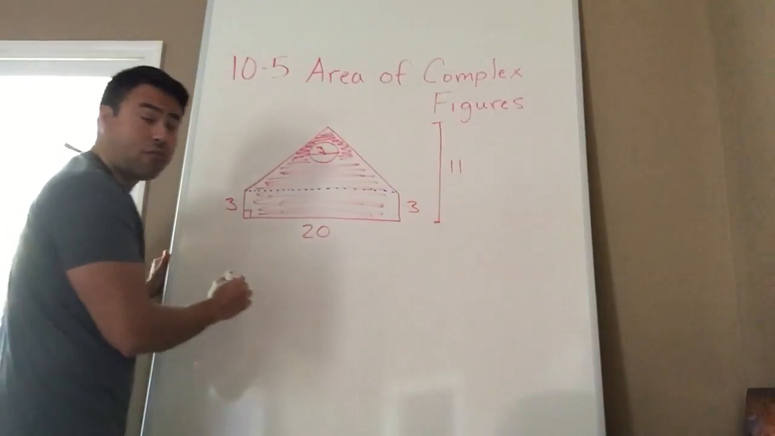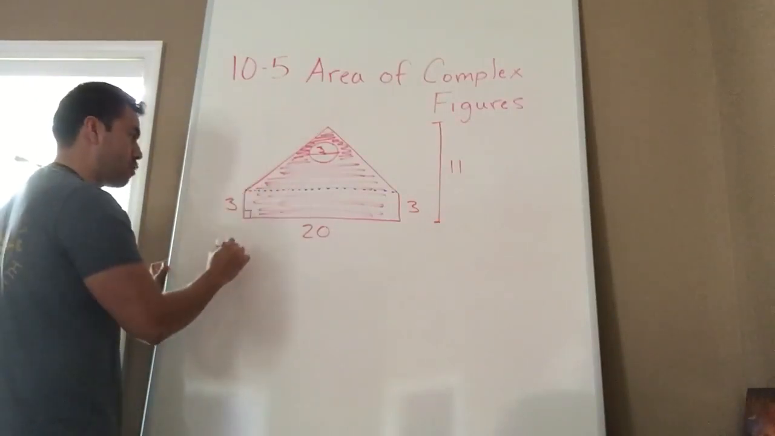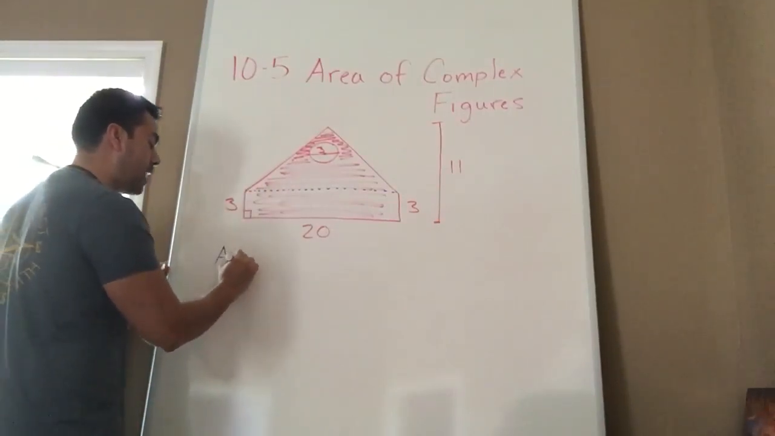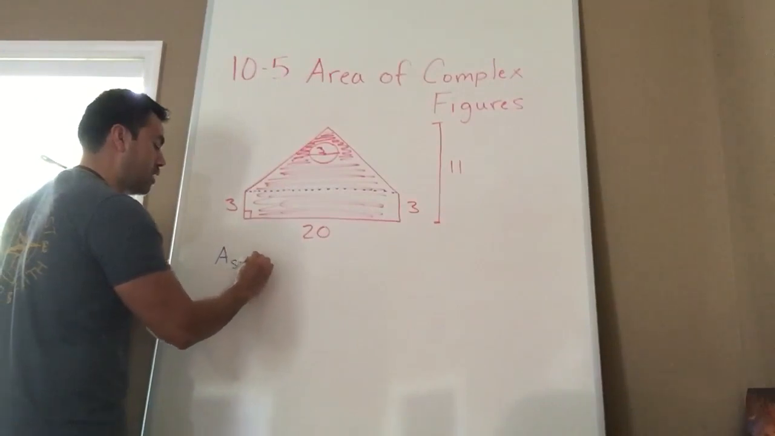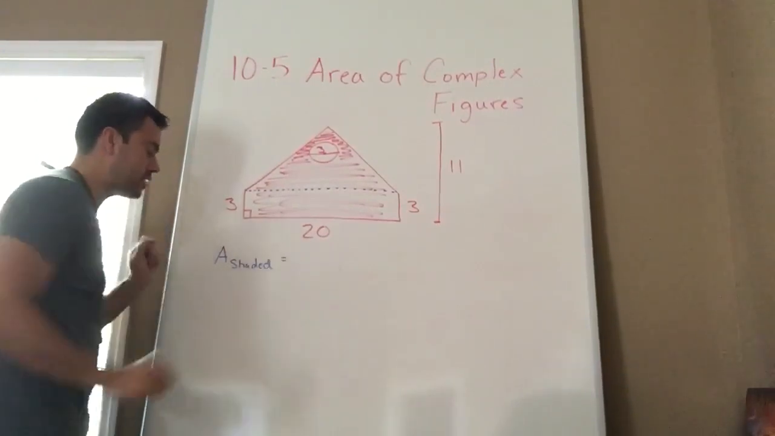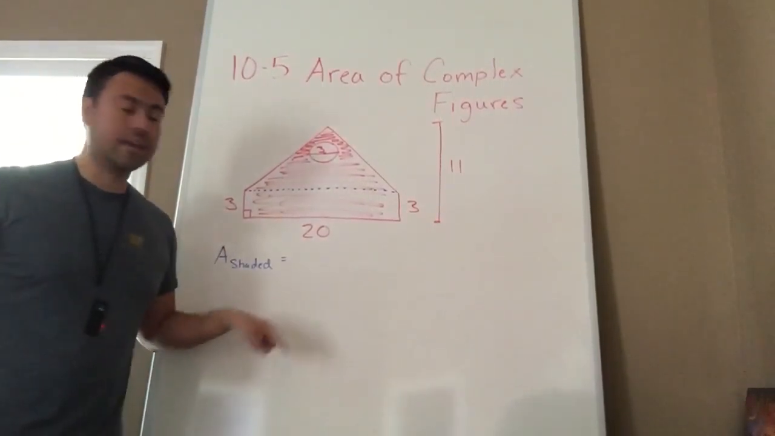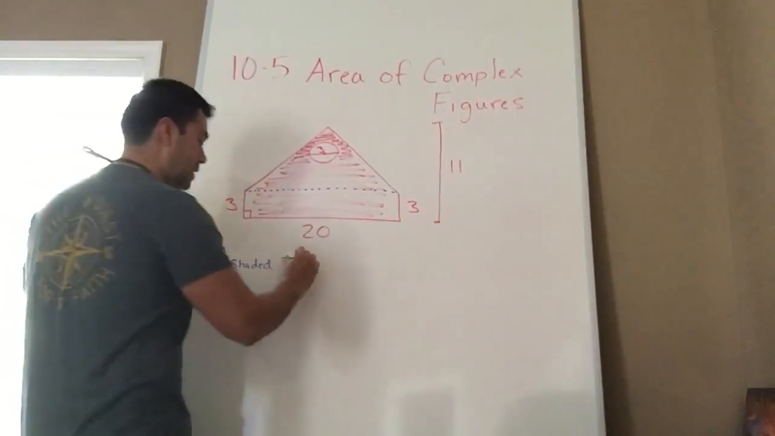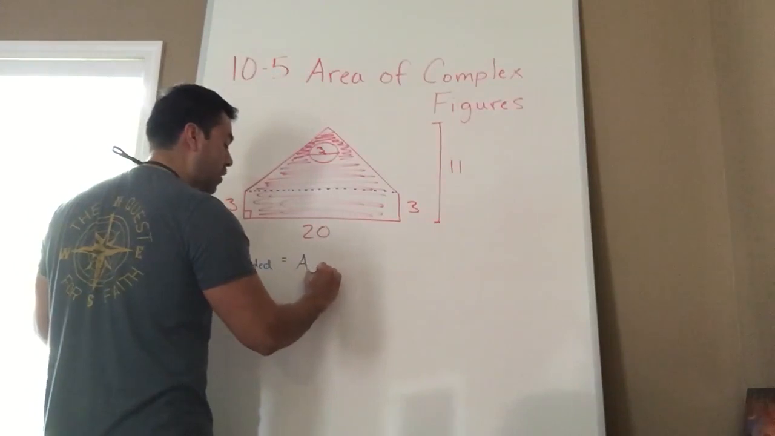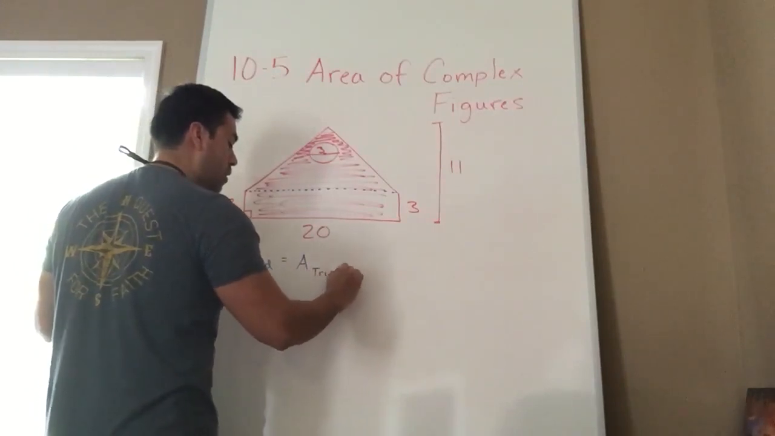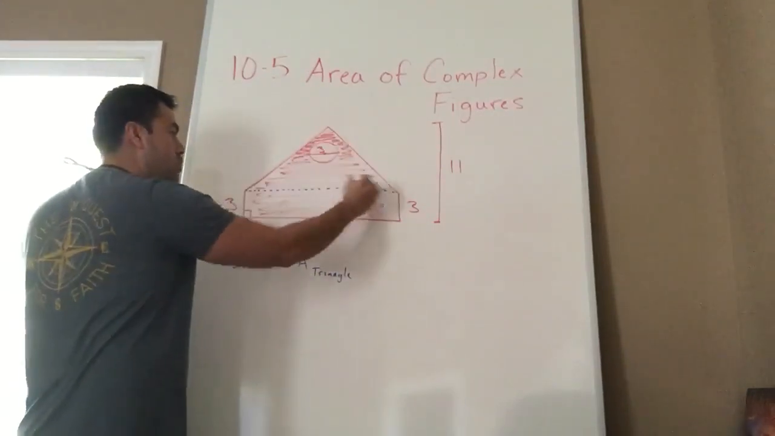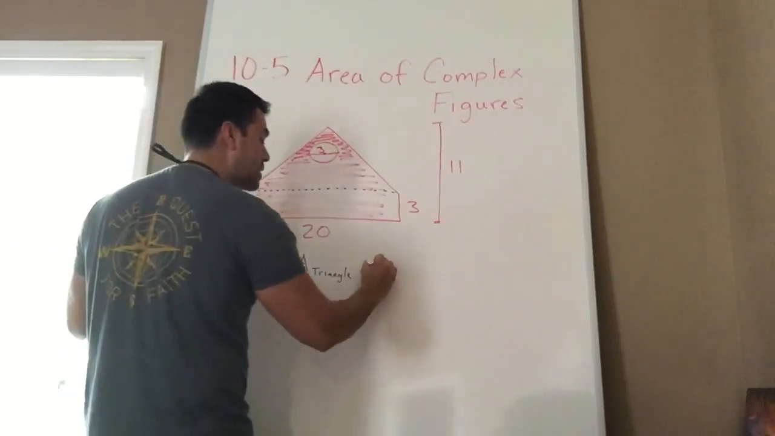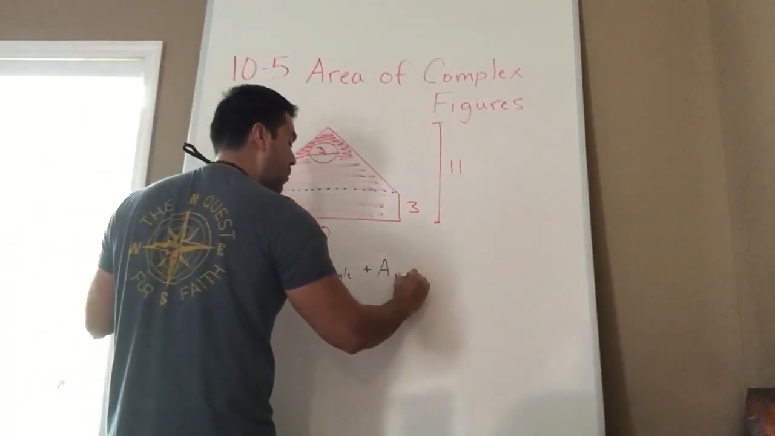Okay, here's a little formula I need for this particular problem. The area of the shaded portion, so A sub shaded, is equal to, and this is something we need to get, the area of the triangle, right? You have to get the area of the whole triangle plus the area of the rectangle.